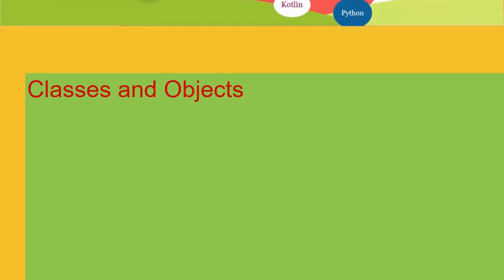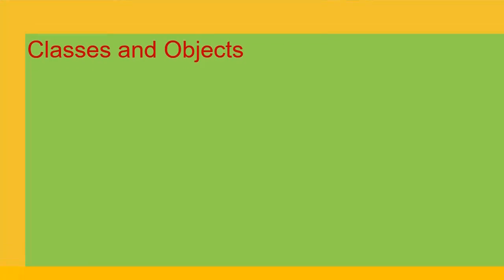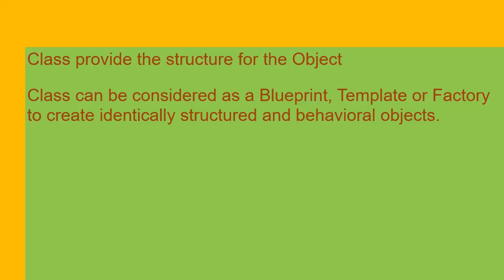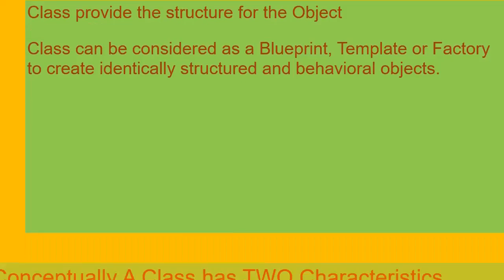In this lecture, we are going to discuss classes and objects. The fundamental programming unit of Java programming language is a class. Classes provide the structure for objects and the mechanism to manufacture objects from a class definition. So the formal definition of a class can be considered as a blueprint, template, or a factory to create objects that can provide identically structured and behavioral objects.